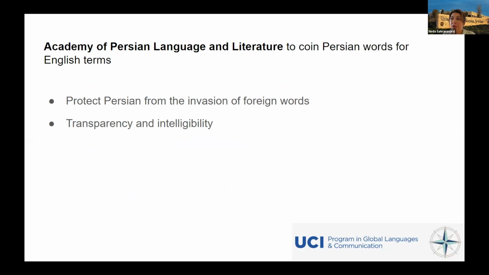The Academy of Persian Language and Literature, which was founded in Iran in the 20th century, aimed to protect Persian from invasion of other languages. English was one of them, but they tried to coin words for other languages for transparency and intelligibility in Iran. But despite this effort of the Academy, a lot of English words have been Persianized and used as coined words in Iran.